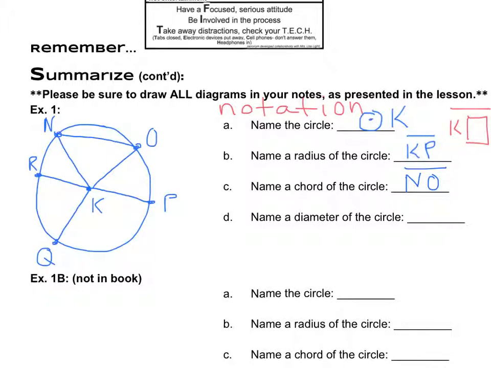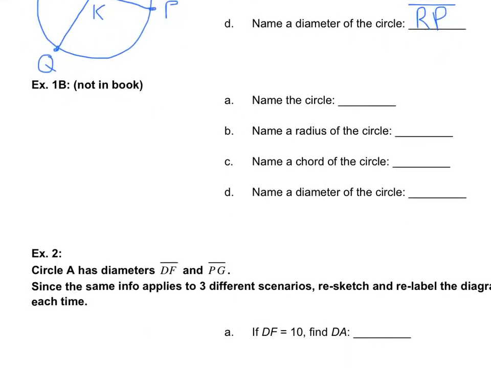And then a diameter, we really only have one in this diagram, because I hope you can see here this is not meant to go in a straight line from O to K to Q. So we do have a diameter going across there from R to P, and so that is our diameter, RP. And again, make sure there's a segment line. That's all we have to do, you guys. So let's go on to the next problem here with example 1B.